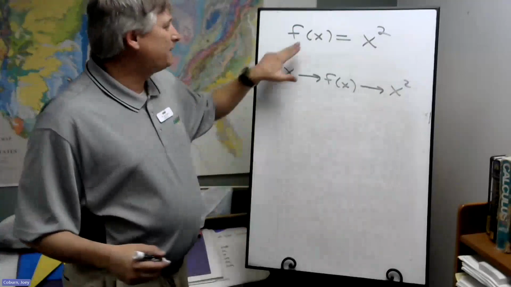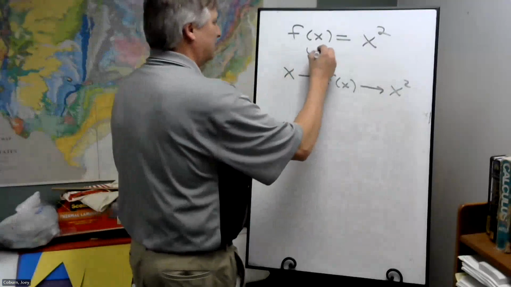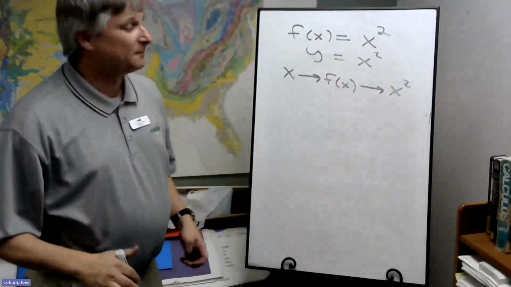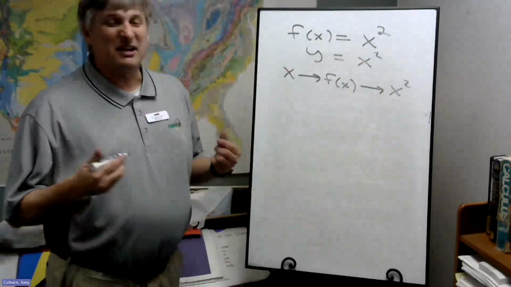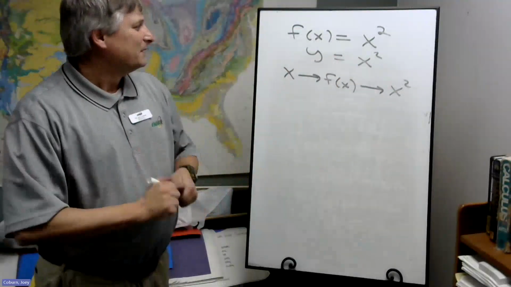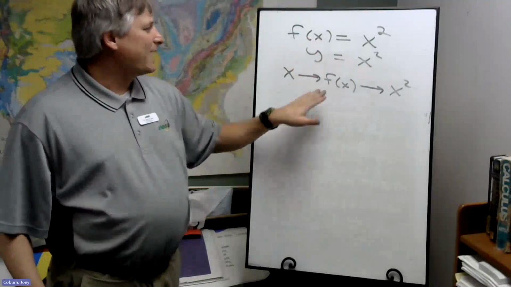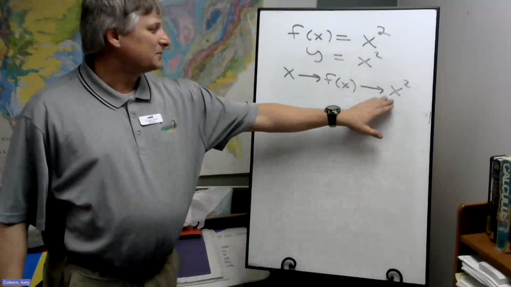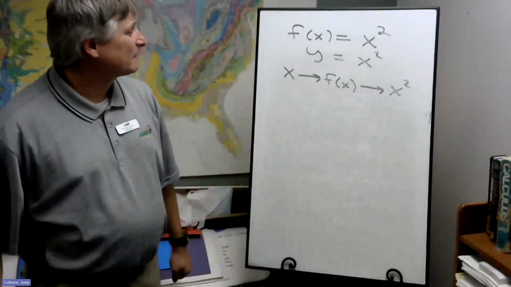And I should mention, f of x and y, they mean exactly the same thing. So it's kind of peculiar how this works, but we put our x into the factory still, and it's going to come out squared. That's really what it is. And this square is going to be our y value.